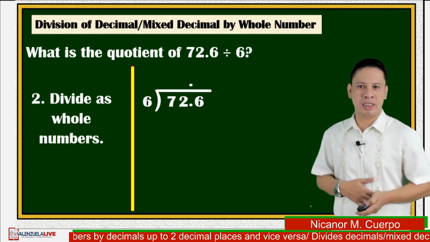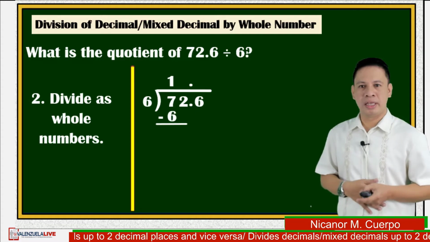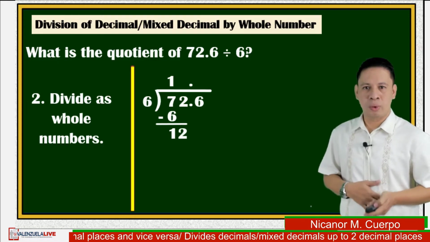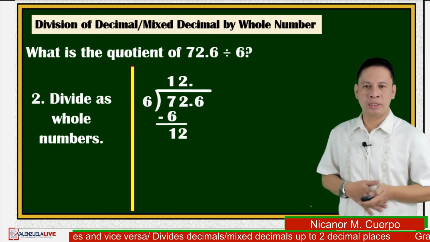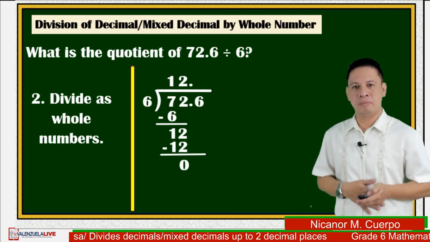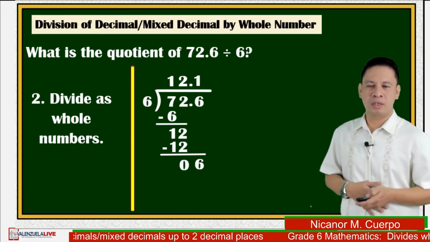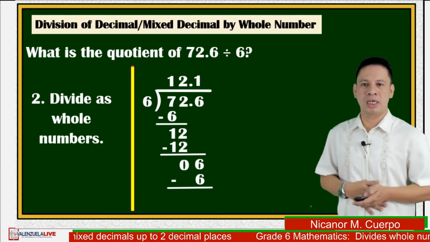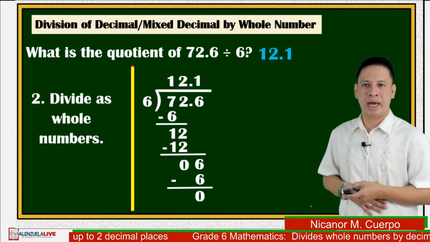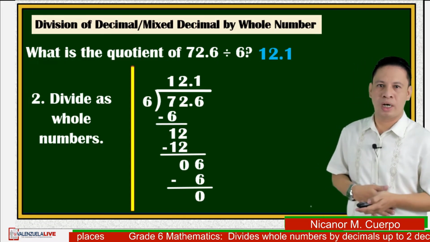So 7 divided by 6 equals 1. 1 times 6 equals 6. Then 7 minus 6 equals 1. Bring down 2. 12 divided by 6 equals 2. Then 2 times 6 equals 12. 12 minus 12 is 0. Then bring down 6. 6 divided by 6 equals 1. 1 times 6 equals 6. Then 6 minus 6 equals 0. So the answer, when we divide 72 and 6/10 by 6, will give you 12 and 1/10.